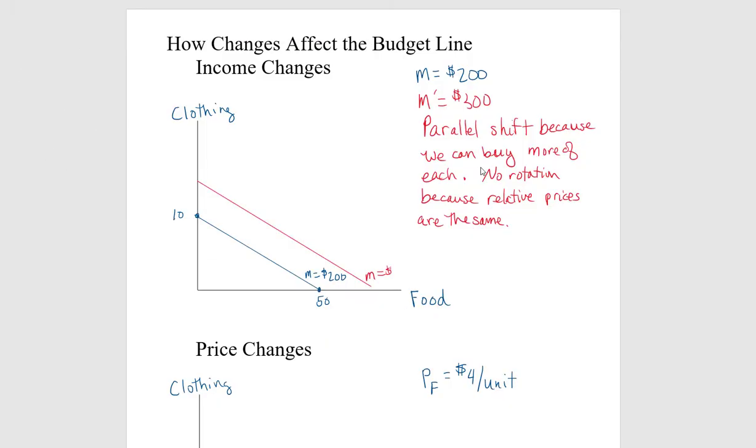And we could find the endpoints for this. So if we said 300 divided by that $20 per price of clothing, we'd get 15 units of clothing. If we spent all of our money on food instead, the price of food hasn't changed, that'd be 75 units of food when the price of food is $4. If income increases, the budget line shifts to the right. We can buy more of both goods. What if instead the price changes?